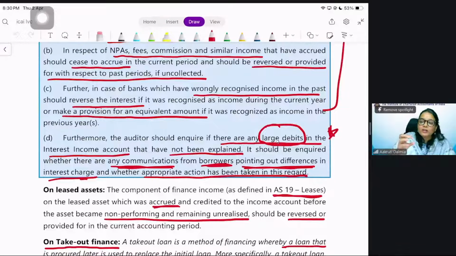In such exceptional circumstances, what happens? There are debits. Usually, should there be debits in the interest income account? No. So if there have been large debits in interest income account that are not explained, then you have to discuss why these debits have happened, whether you received any communications from borrowers where they were pointing out some problem in the interest, and whether the action has been taken or not. Is it clear now, Astha? Okay.